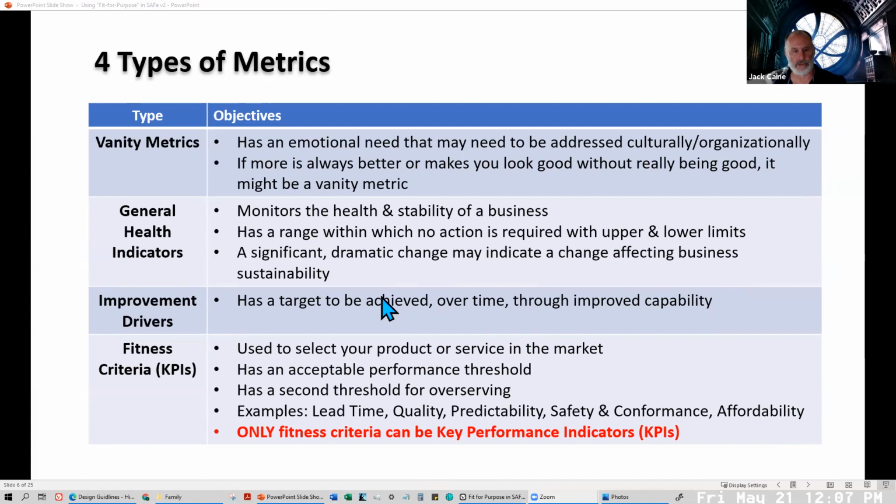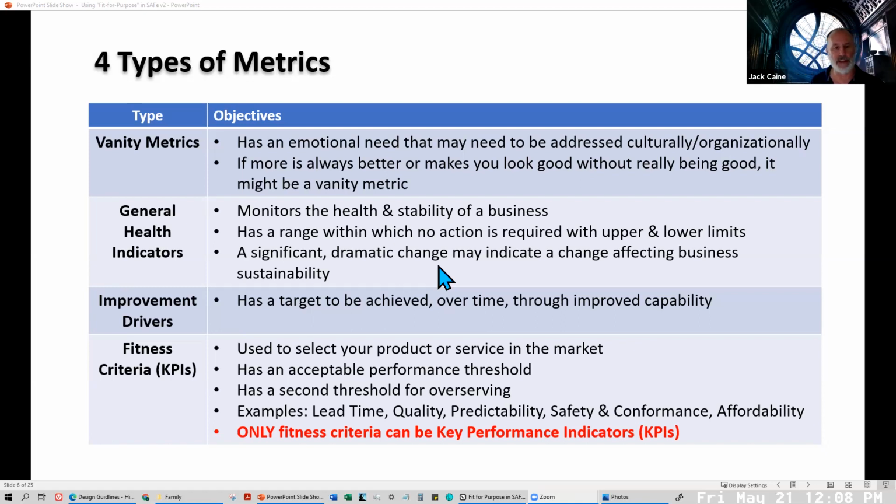Then you have your improvement drivers, and improvement drivers have a target to be achieved over time through improved capability. And lastly, we have the fitness criteria, KPIs. These are used by customers and users to select your product or service in the market. These types of things have an acceptable performance threshold. They also have a secondary threshold for overserving. So you could underserve or overserve, right?